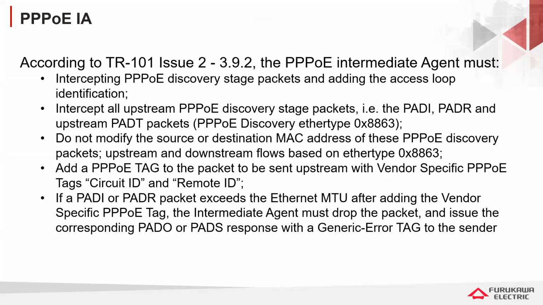According to TR-101, the PPPoE intermediate agent must support intercepting the PPPoE discovery stage packets and adding the access loop identification on such packets. Intercept all upstream PPPoE discovery stage packets means PADI, PADR, and also the upstream PADT packets, right? Mainly we are intercepting the ether type 0x8863. We should not modify the source, nor the destination MAC address of those PPPoE discovery packets, right?